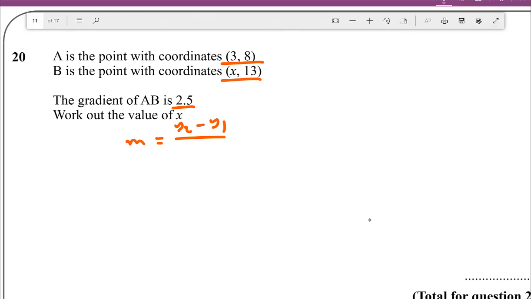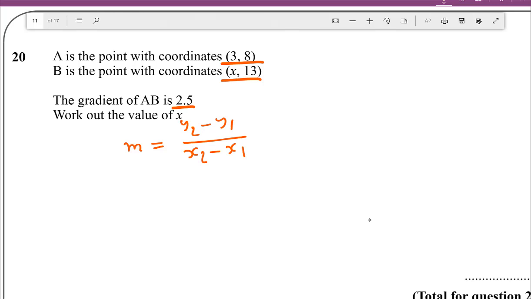And that will do. So we know that gradient is equal to difference in y, so y2 minus y1 divided by x2 minus x1. So difference in y divided by difference in x. Now we need to put these coordinates into the equation. Before we do that, label x and y coordinates.